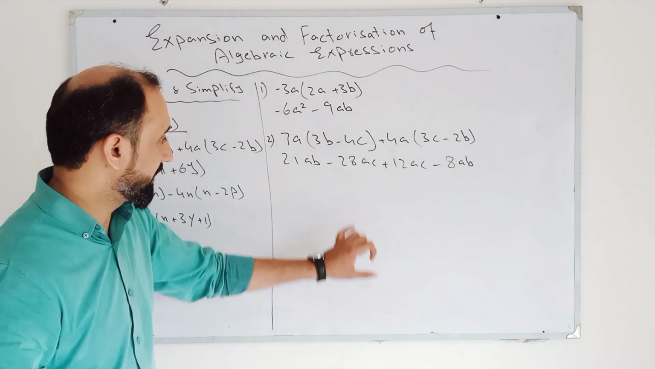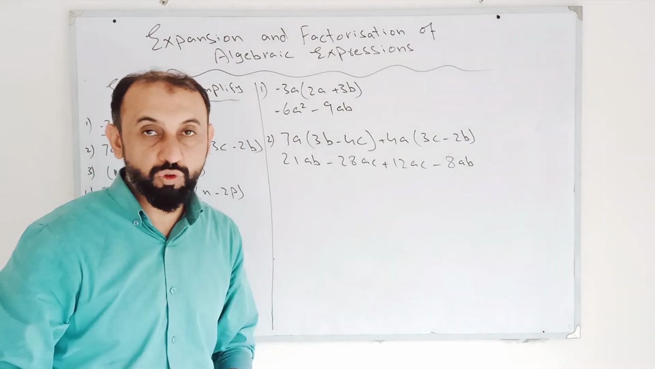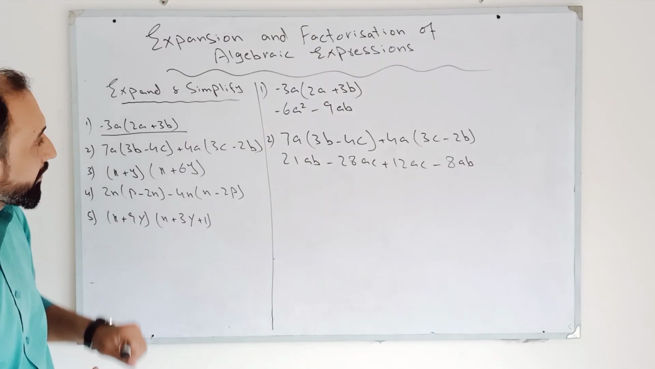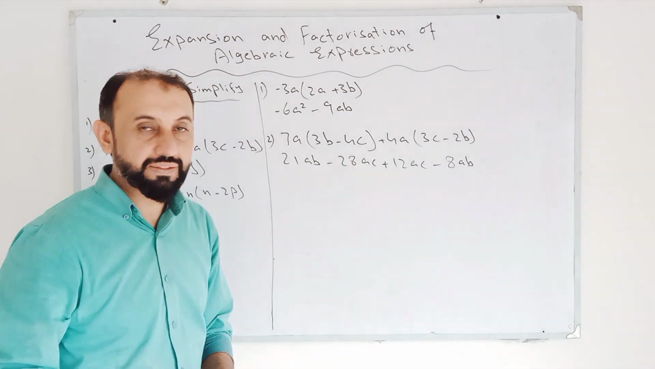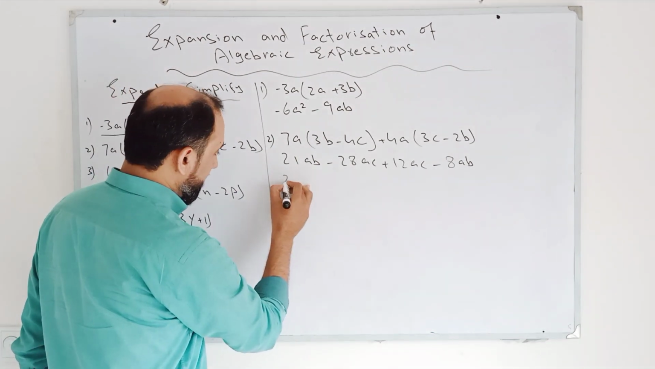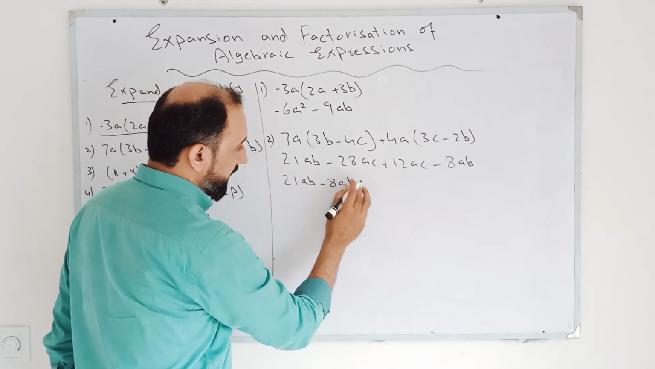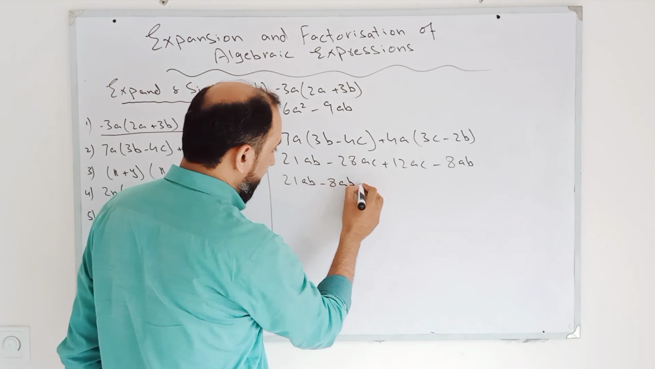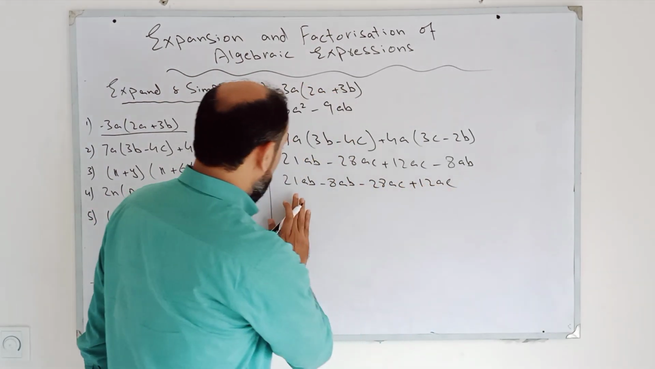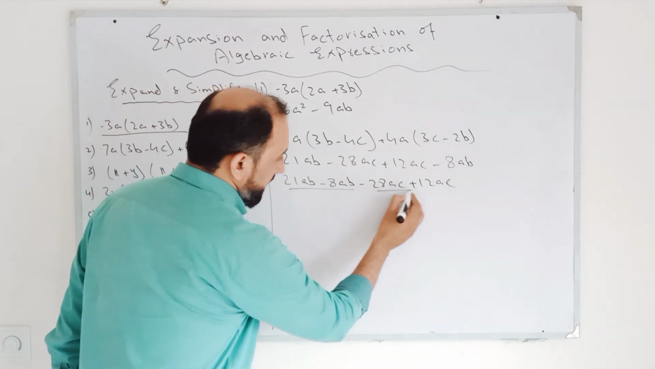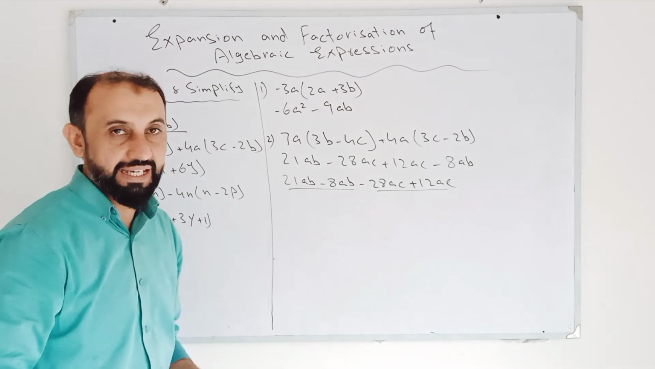So now we have expanded the brackets. Now we move on to the next one, expand and simplify. In this question we have to simplify by putting together the like terms. So just like this: 21ab and minus 8ab are like terms, and minus 28ac plus 12ac are like terms. ab and ab are like terms, so that's why we add or subtract.